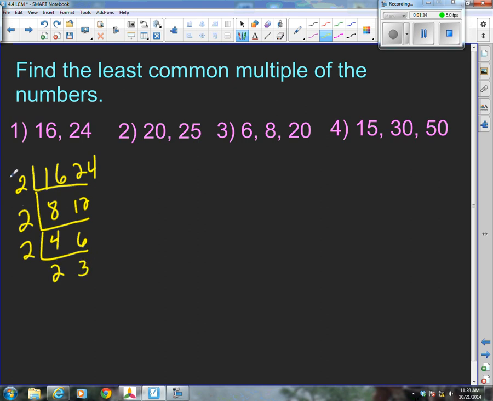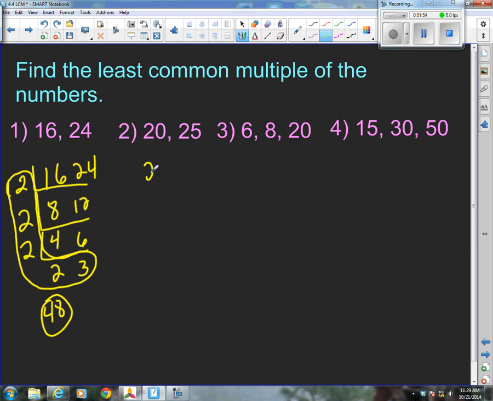Now, once I finish, with GCF we normally just multiply the side, but with LCM, we make an L, and we multiply the L. So I can multiply all of these together. I got 2 times 2 times 2 times 2, which is 16. 16 times 3 is 48. So our LCM of 16 and 24 is 48.